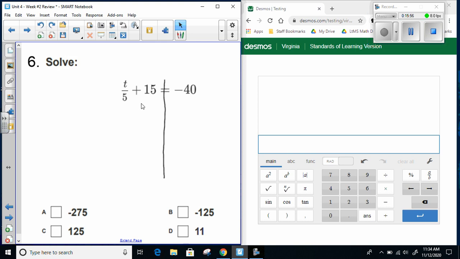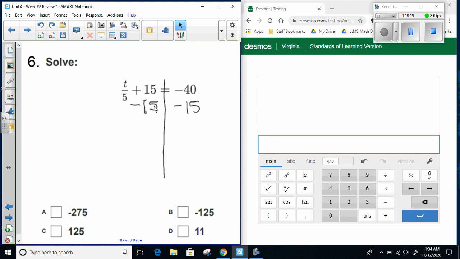So I know the opposite of addition is subtraction, so I'm going to subtract, and I want to get rid of this entire plus 15, so I'm going to subtract 15. And because we need to keep our equation balanced, when we subtract 15 on the left side of the equal sign, we also need to subtract 15 on the right side of the equal sign.